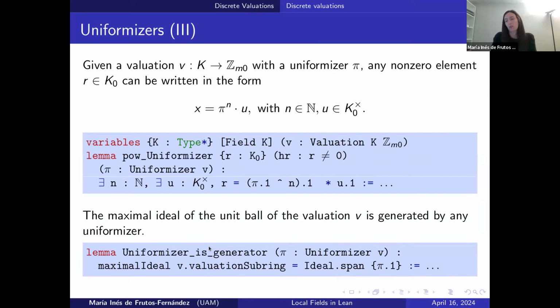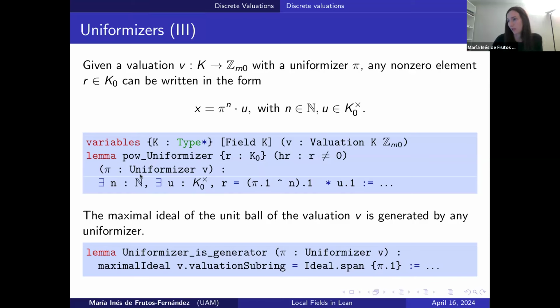The next result that we want to prove related to uniformizers is that if pi is a uniformizer for a valuation v on a field K, then any non-zero element x in the unit ball of K can be written in the form x equals pi to the n times u, where n is some natural number and u is some unit in the unit ball. So this is formalizing this lemma here.